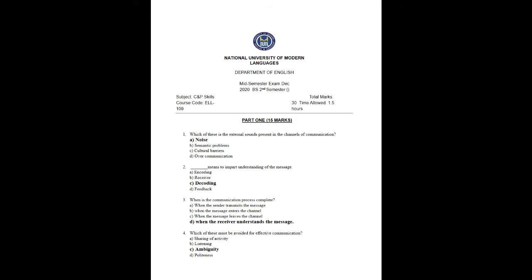Fourth one is, which of these must be avoided for effective communication? So the best option is ambiguity. Fifth one, dash context refer to the similarity of backgrounds between the sender and receiver. The option is cultural. Sixth one, when a person receives a message, it is their responsibility to provide the sender. The option is feedback. Communication is derived from Latin word. The option is communis.